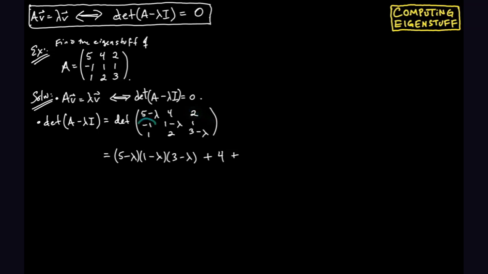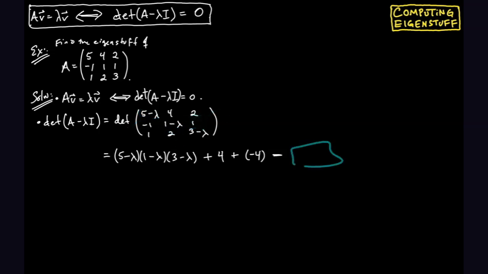I get 2 times minus 1 times 2, following that same direction. Well, that product is minus 4. Okay, but now I have to start subtracting things away. The first thing I will subtract is the product of the 3 entries I get by taking the first entry in the top row again, 5 minus lambda, and going down and to the left, so that I get 5 minus lambda times 1 times 2.